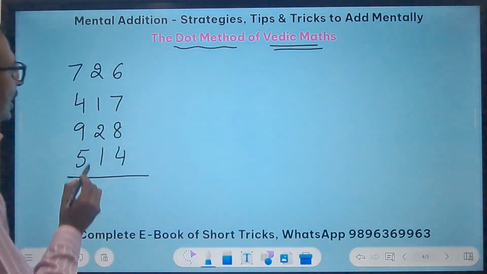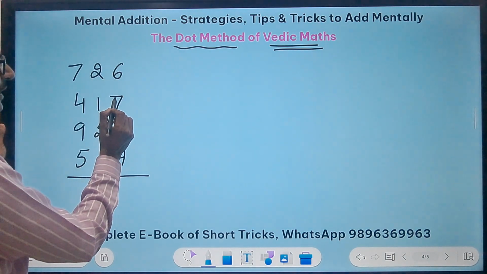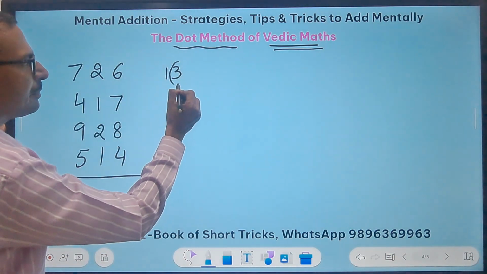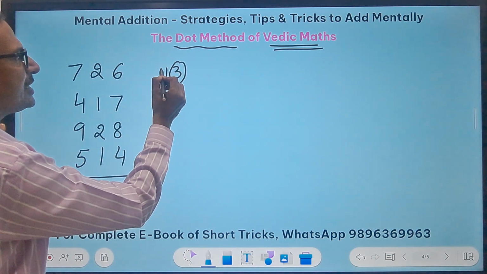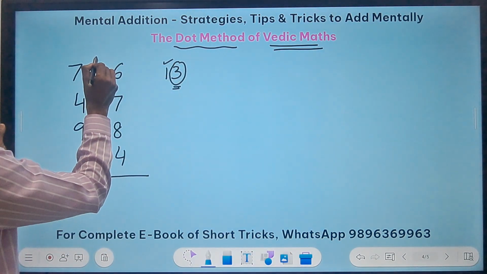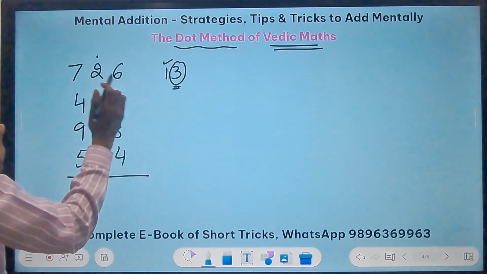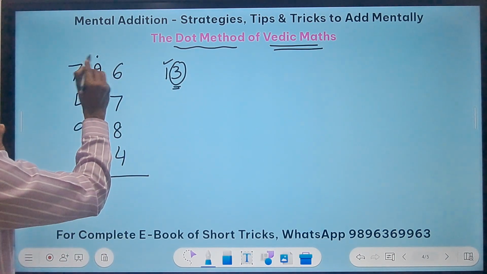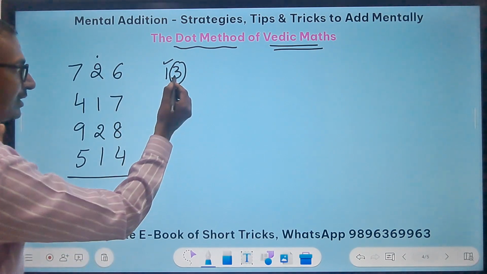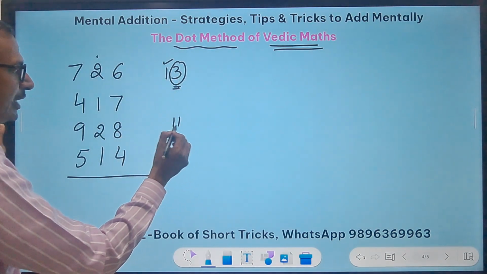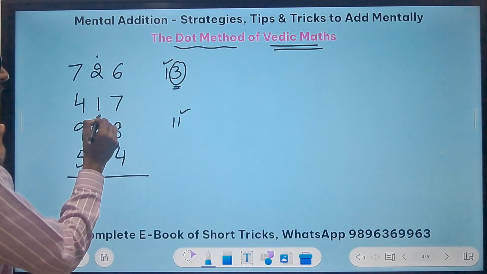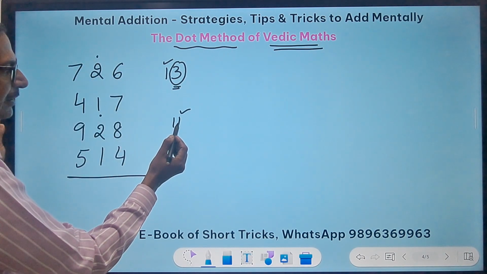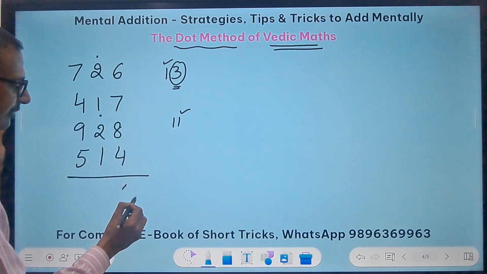Watch. 6 plus 7 is 13, right? So when I get a 2-digit number as the sum, I will just remember this digit 3, and in place of this 1, I'll put a dot in the previous column. So 6 plus 7 is 13, so 3, remember the 3 in the mind, put a dot here. And now 3 plus 8 is 11, so 11 means remember the 1 and put a dot anywhere in the previous column. Okay, so now you remember the 1, so 1 plus 4 is 5.